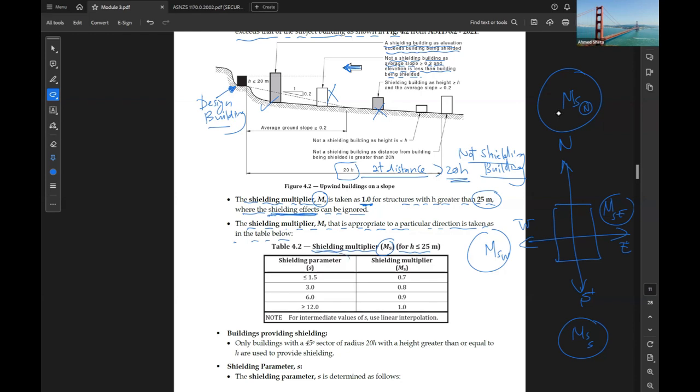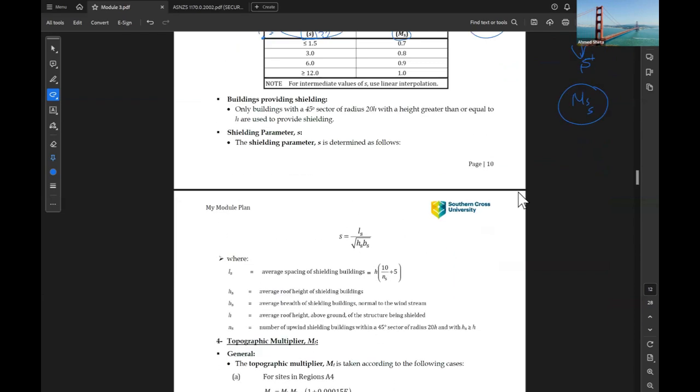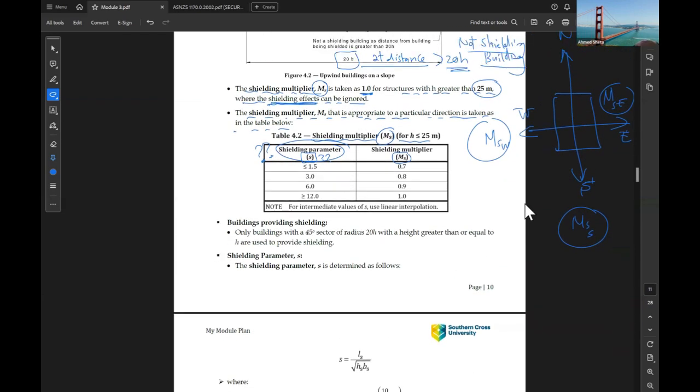So if you look here, we need to find something called the shielding multiplier. To find the shielding multiplier, you need to find the shielding parameter S. So to find MS, you need to find S. How to find S? Buildings providing shielding: only buildings within a 45-degree sector with a radius of 20 times the height, with height greater than or equal to H, are used to provide shielding.